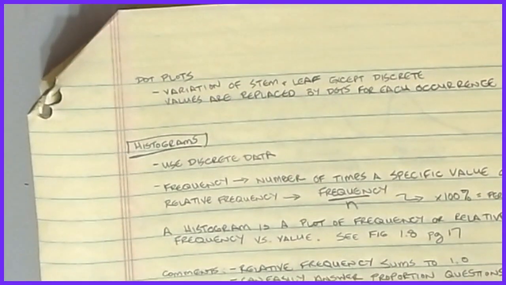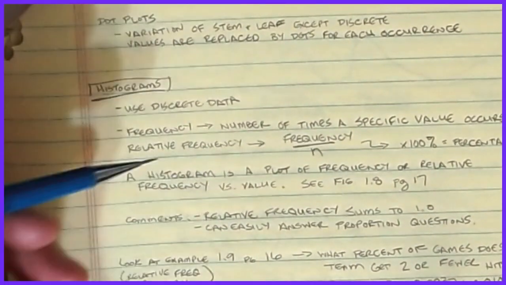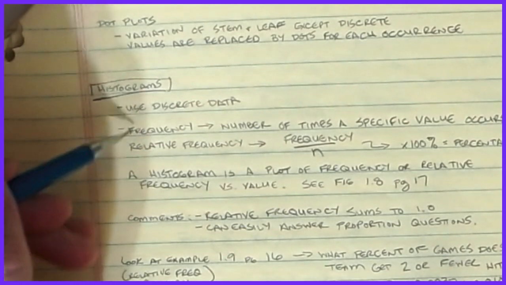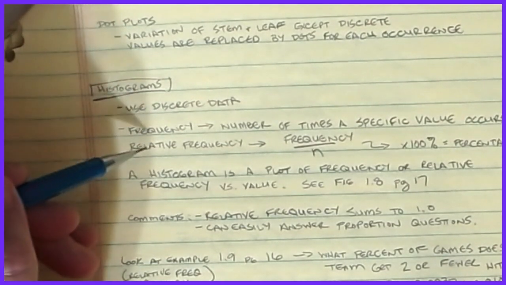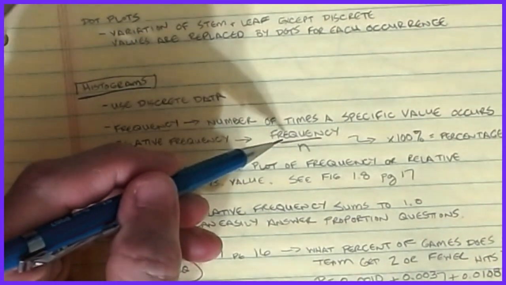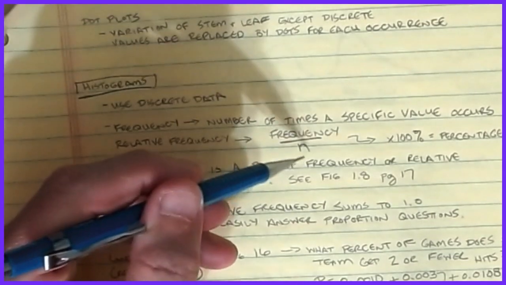Now, one of the drawbacks of a histogram is that we start to lose some of the data when I make these plots. Okay, so we can deal with frequency. We can also calculate what they call the relative frequency, which is basically the frequency divided by the total number of data points. Again, that's getting into a percentage.